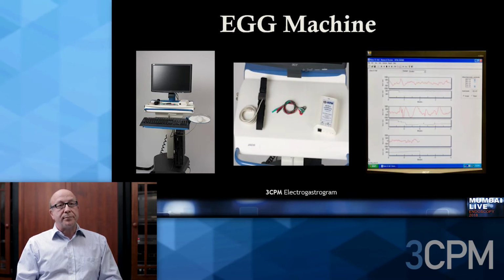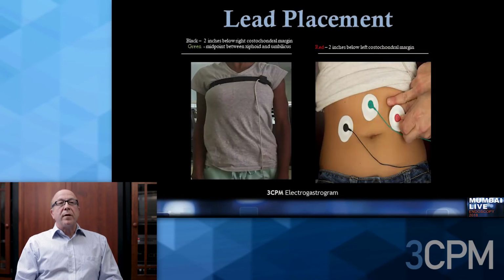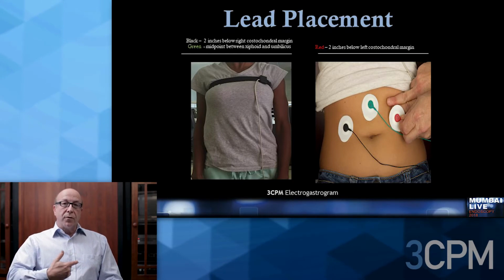As you can see here, the belt is placed above the breast level and secured tightly, but not too tight, around the upper chest. The electrodes are placed in 3 positions: 2 centimeters below the right midclavicular line, below the xiphoid process, and below the left midclavicular line. And this forms a single channel.